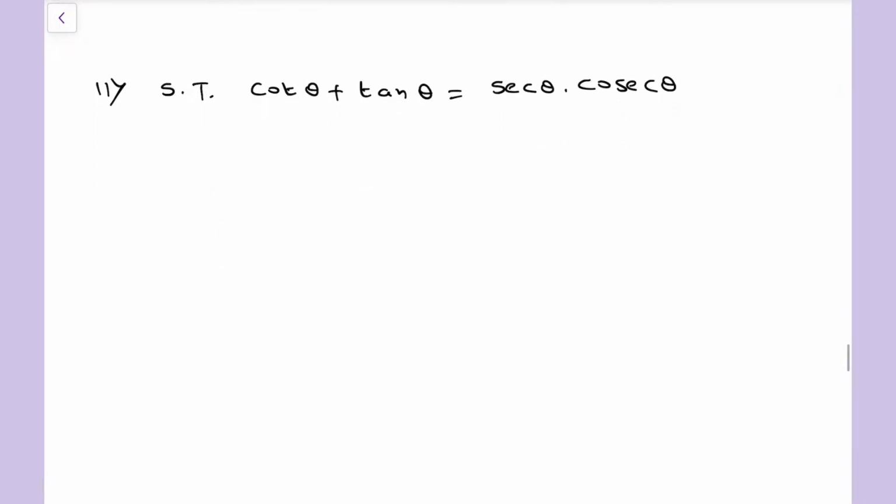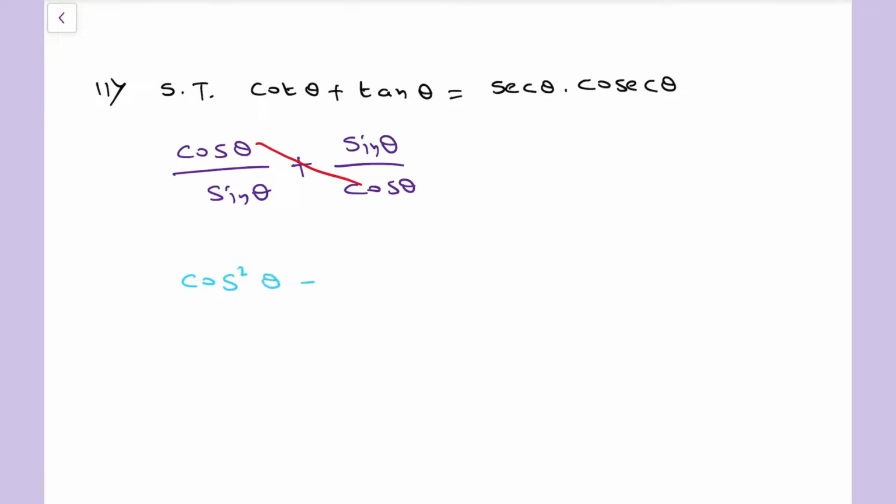Next question is, show that cot theta plus tan theta equals sec theta into cosec theta. Cot theta can be written as cos theta by sin theta, plus tan theta can be written as sin theta by cos theta. Here both the denominators are different, so we will do cross multiplication. Cos theta into cos theta, cos square theta, plus sin theta into sin theta, sin square theta, whole divided by sin theta into cos theta, sin theta cos theta.